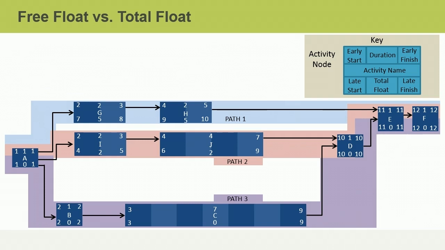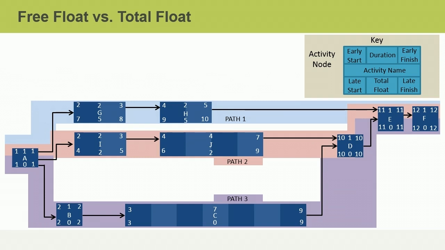Now let's figure out the free float for activity H. Free float is how long you can delay an activity without delaying the next scheduled activity on the path. How long can we delay activity H without delaying the next scheduled activity in the path, which is activity E? Take a moment to answer this. You may pause the video at any time to determine the answer, and then resume the video when you're ready to hear the correct answer.